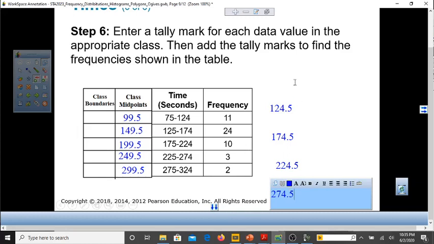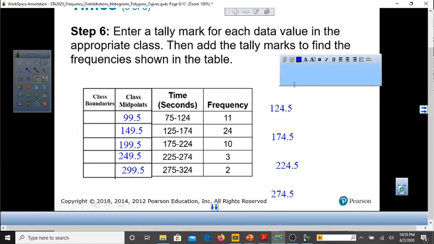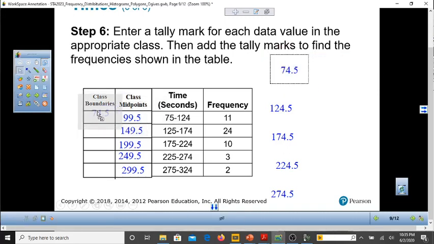Now, one of the things you would also recognize is that we have a space for a boundary before the first class and a boundary after the last class. Well, we don't have one for a boundary after the last class, but we can imagine there would be one. So I'm going to imagine what the boundary would be if there was a class before this one, and that boundary, of course, would be 74.5, because again the class boundaries are separated by a distance of 50, because that is the class width.